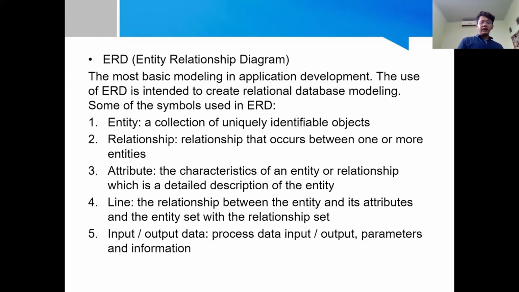unique identifiable objects. Number two, relationship. Relationship that occurs between one or more entities. Number three, attribute. The characteristic of an entity or relationship, which is a detailed description of the entity. Number four, line. The relationship between the entity and the attributes, and the entity set with the relationship set.